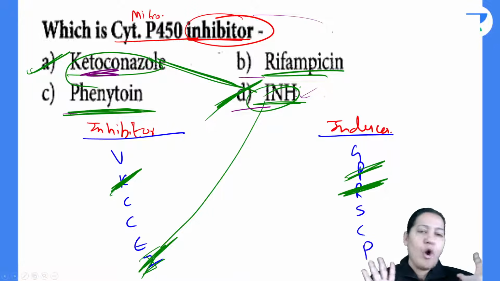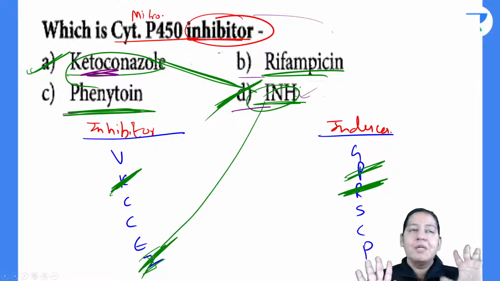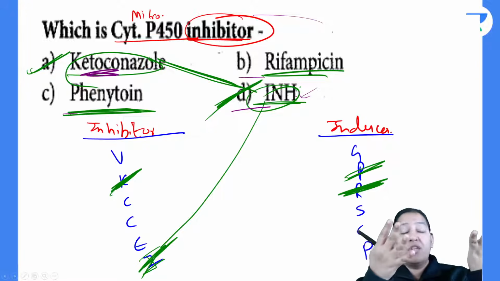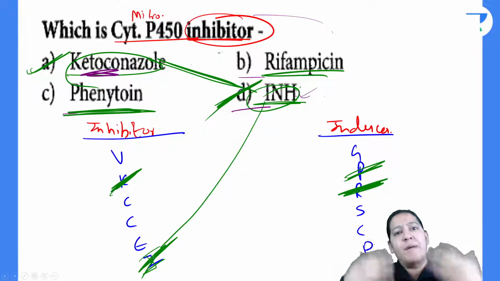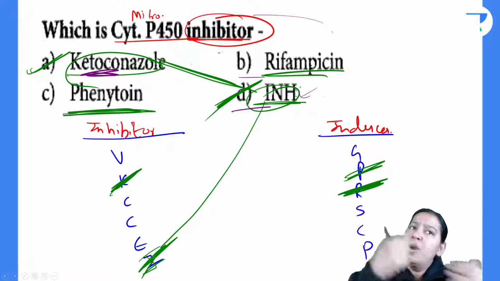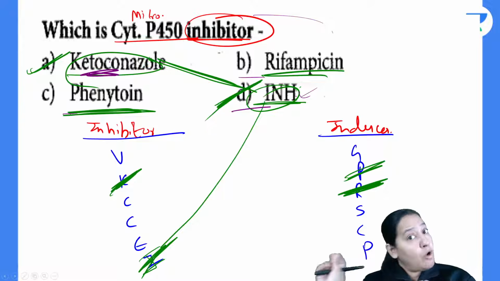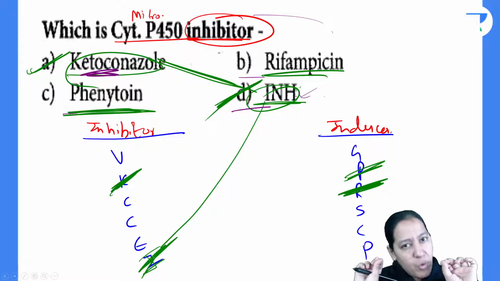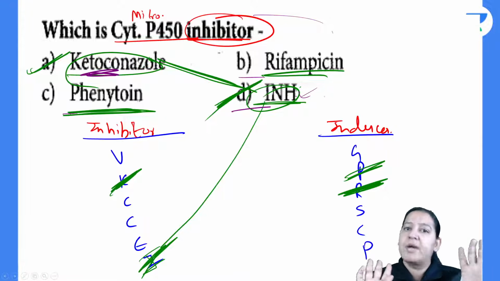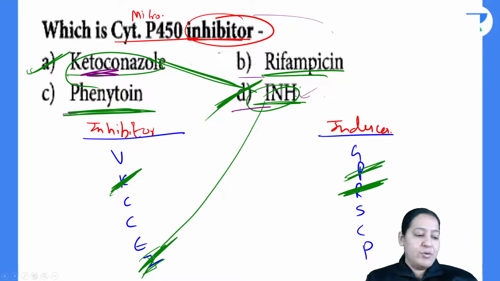So read all 4 options. That is my point. Don't just rush. You found ketoconazole in A and got so excited that you said B, C, D, whatever, let them go, the answer is A. No, don't do that. Rule out the other 3 also. Make a habit of ruling out the other 3 options before marking your answer. This will save you some time in the exam.